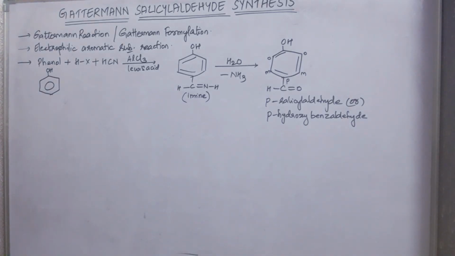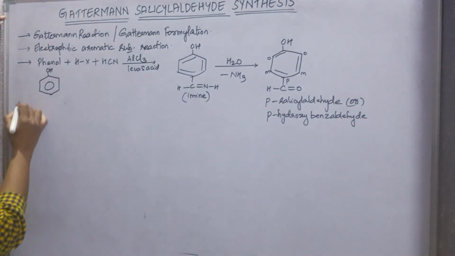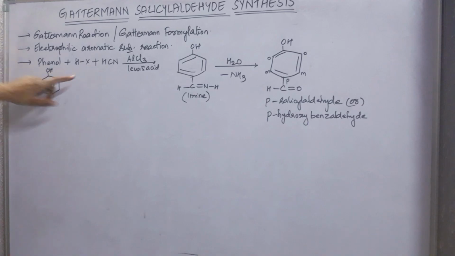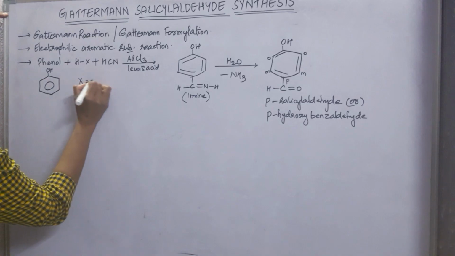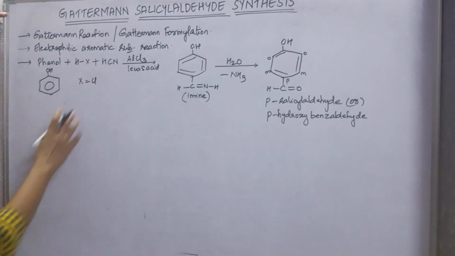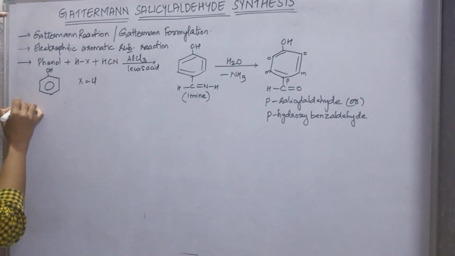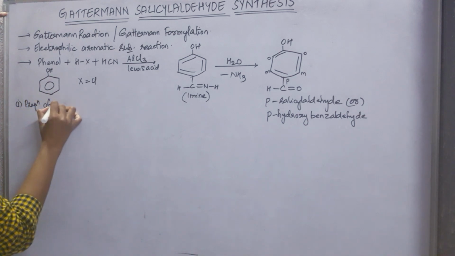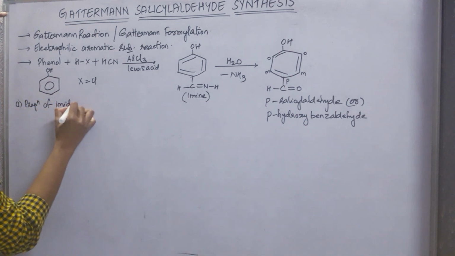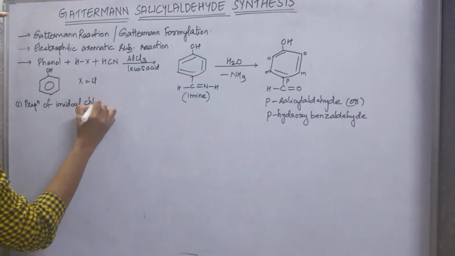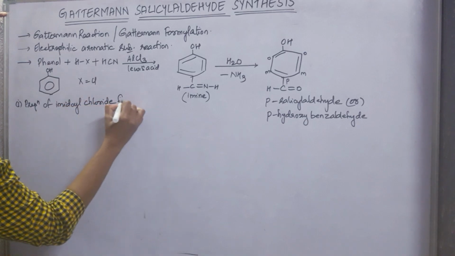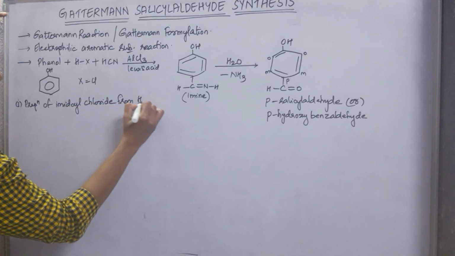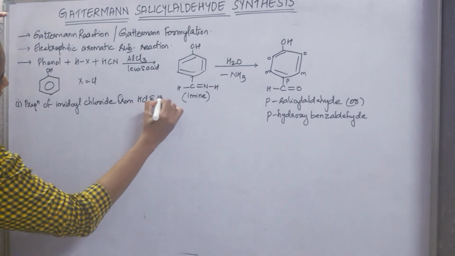So now let us see the mechanism for this reaction. First of all, we will be seeing the reaction between HX and HCN. For example, in place of X, you can take Cl, chlorine. So here first we will be seeing the preparation of imidoyl chloride from HCl and HCN.